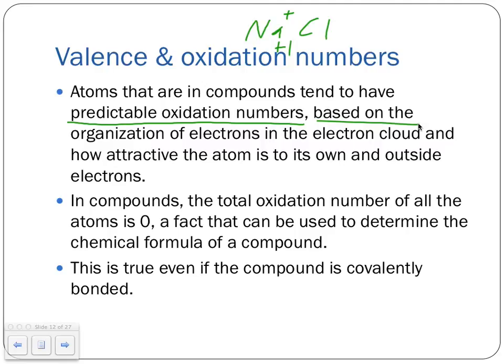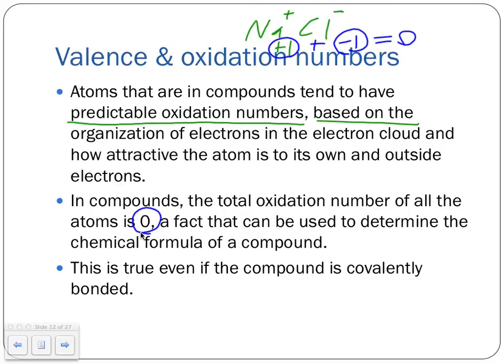So here's how we're going to go with this. The reason this is important is that in compounds, the total oxidation number of all the atoms combined is 0. We can use this fact to determine the chemical formula of the compound. So back to our sodium chloride. We said the Na, the sodium, has an oxidation number of +1. The chlorine has an oxidation number of -1. Well, I have NaCl, one sodium, one chlorine. So 1 times +1 is +1. 1 times -1 is -1. If I add those two up, +1 plus -1, I get 0, because the total oxidation number of all the atoms in the compound is 0. We can use this to figure some things out. We'll take a look at an example of that.